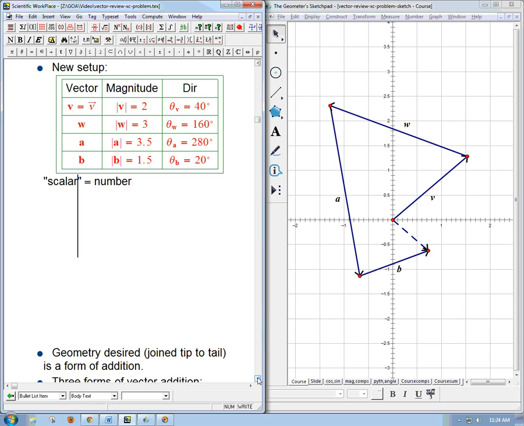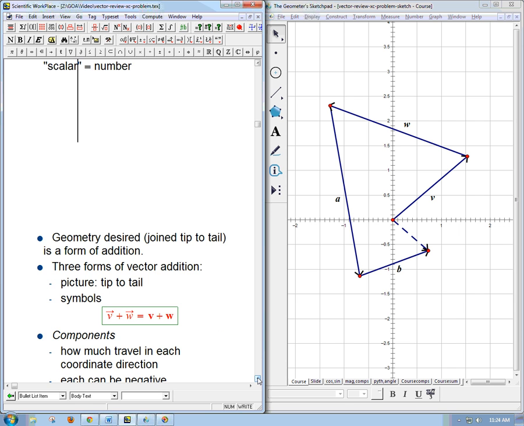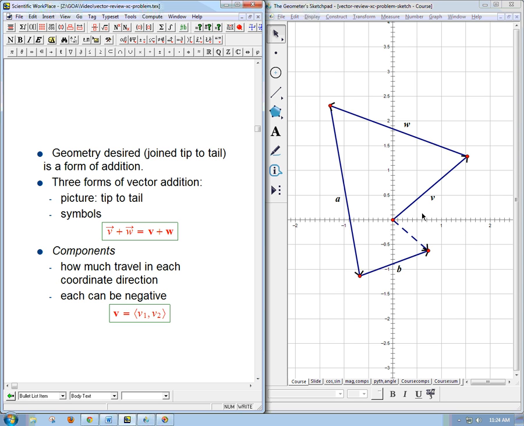Okay. So here's why vectors are so useful, or here's a piece of why vectors are so useful for this problem. What we're doing is we're taking these arrows, and because we're doing a multiple leg journey, we're exactly taking these arrows and putting them tip to tail. And so that the tail of W, for example, is joined to the tip of V. It turns out that that is how you add vectors. That's the geometric version of adding vectors.